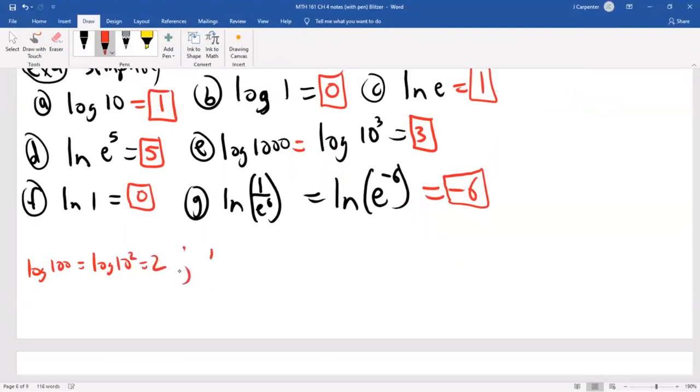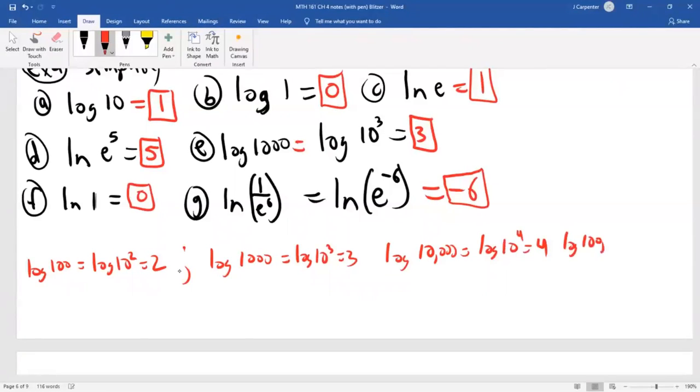You can do the log of 1,000, which we already saw the work for. That was the log of 10 to the 3rd, which is 3. You can do the log of 10,000, which is the log of 10 to the 4th, which is 4. You can do the log of 100,000, which is the log of 10 to the 5th, which is 5. Look how slow these things grow. It takes an extra factor of 10 to get to the next whole number in an output.